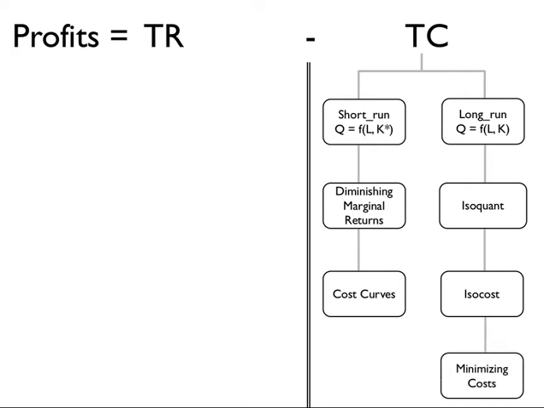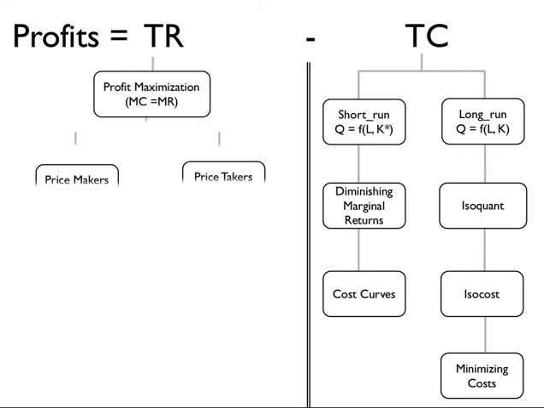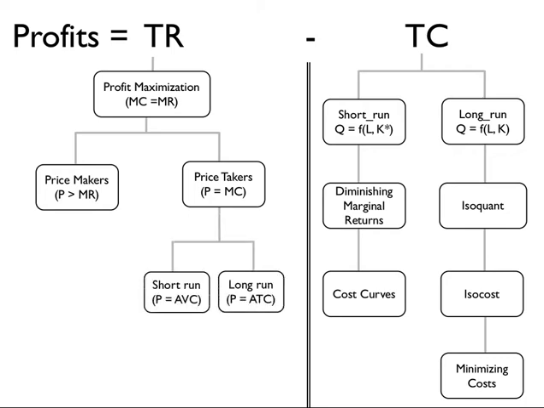Then we're going to move to the revenue side and first introduce the profit equation, MC equals MR. We're then going to focus on firms operating in a competitive market where firms have no control over the price. Again, we're going to split the discussion into two periods, the long run and the short run. Then we're going to move to those firms that do have some degree of market power.